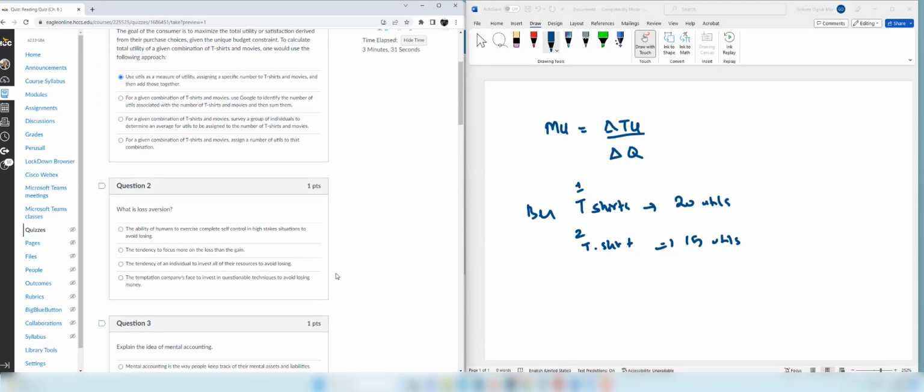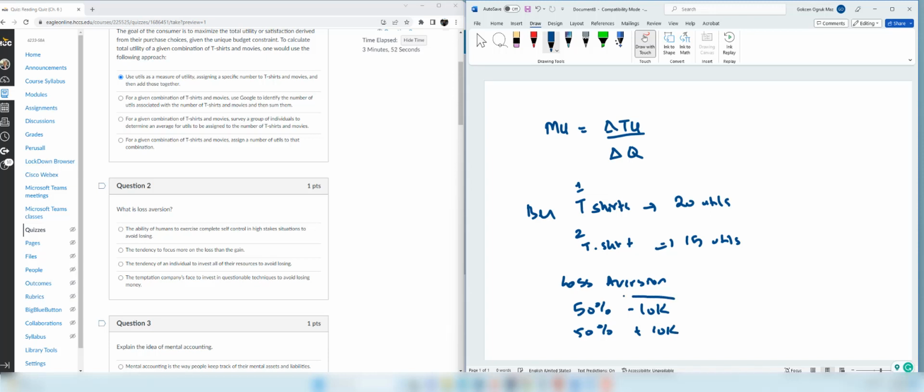Question number 2, what is loss aversion? So loss aversion is actually a part of behavioral economics. So what is the idea? Let's say you have a 50% chance of losing 10,000 and a 50% chance of winning 10,000. But losing 10,000 brings you much more bad feelings than earning an additional 10,000.